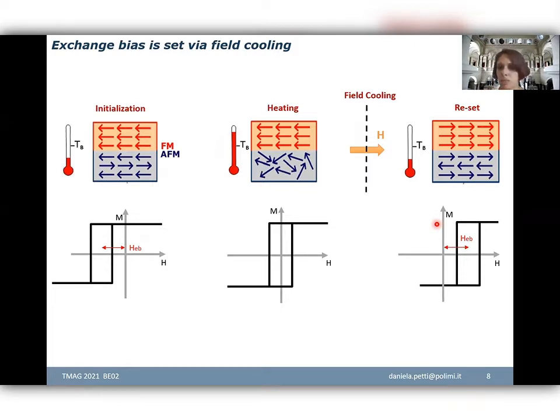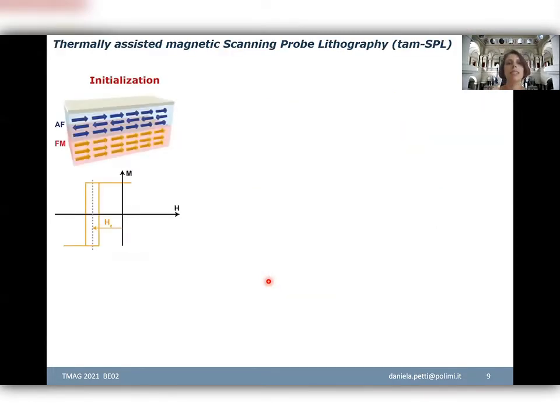And now, if we remove the field, we have a situation in which the exchange bias field is set in another direction. At the remanence, the magnetization state is different from the previous one. This is a well-known procedure that has been used in thermal assisted MRAM, for instance. The idea of thermally assisted magnetic scanning probe lithography is to make this process at the nanoscale.